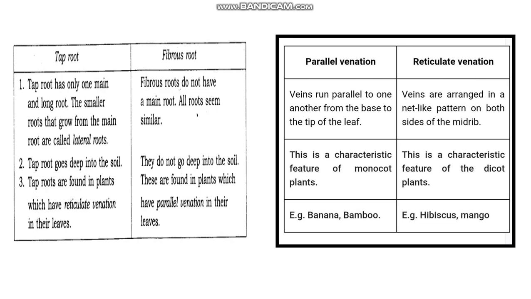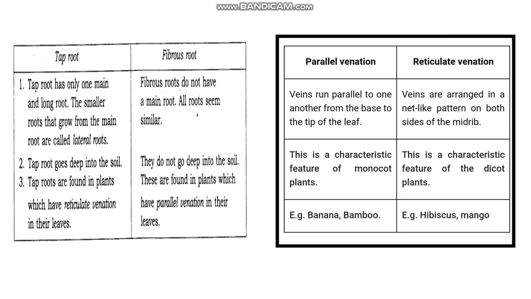Taproot has only one main and long root. The smaller roots that grow from the main root are called lateral roots. Fibrous root does not have a main root. All roots seem similar. Taproot goes deep into the soil and fibrous root does not go deep into the soil, hence we can easily pluck it. Taproots are found in plants which have reticulate venation, and fibrous roots are in plants which have parallel venation in their leaves. Next we will see the difference between the parallel venation and the reticulate venation.